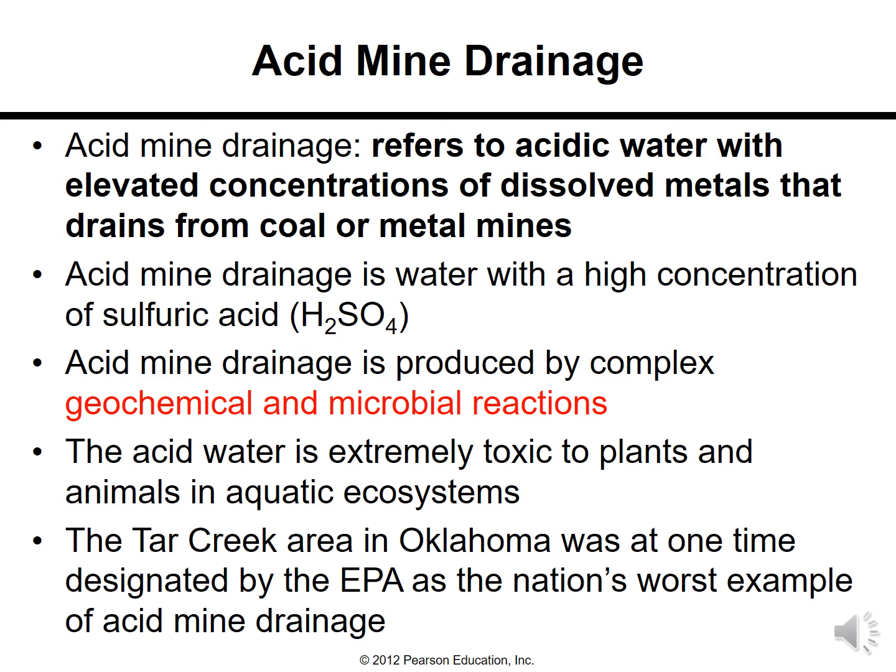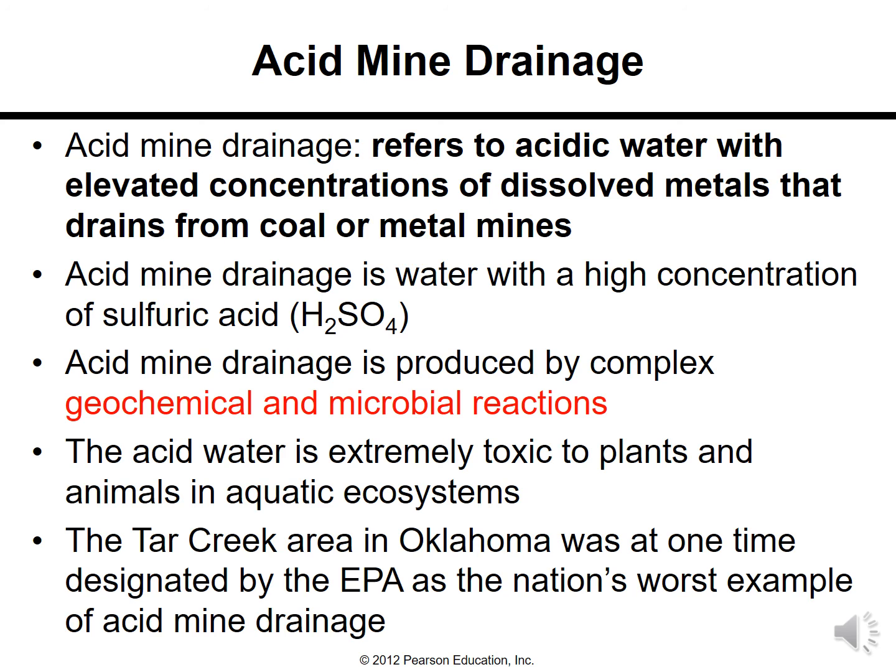Acid mine drainage. I think in your first introduction lecture or the slides, I mentioned the acid mine drainage. Here again, we can talk about it, because this is the place where we should talk about it since we are in the water pollution chapter. Acid mine drainage refers to acidic water with elevated concentrations of dissolved metals that drains from coal or metal mines. Mining is one of the major economic practices that we do today in the United States and all over the world, and the acidic water is created through this process.